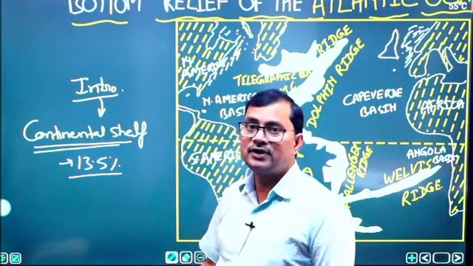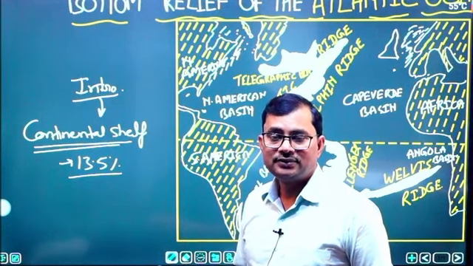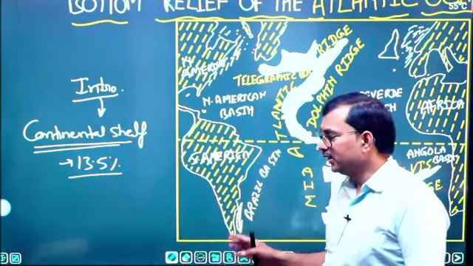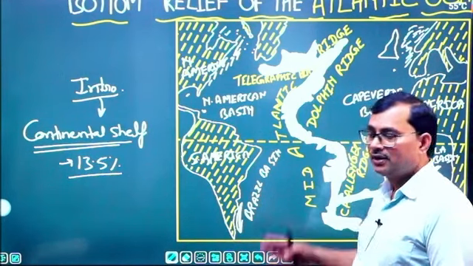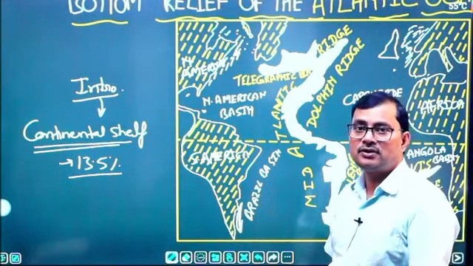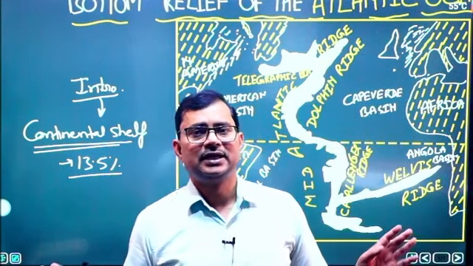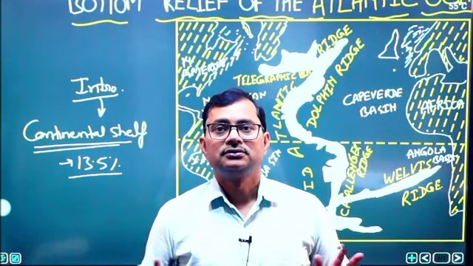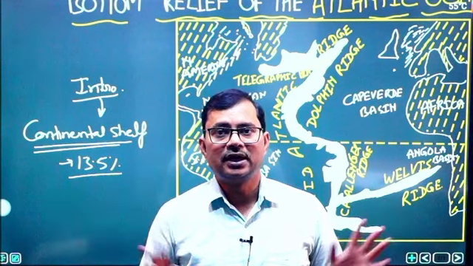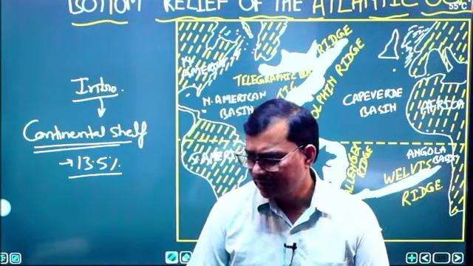In the northern side, in the area of the North Sea, the Labrador Sea, the Caribbean Sea and the Gulf of Mexico, continental shelves are wide. But on the southern side, especially in front of Argentina, continental shelves are wide. But in front of the west part of Africa, continental shelves are narrow. These things you may write down about the continental shelf of the Atlantic Ocean in a very simple manner.